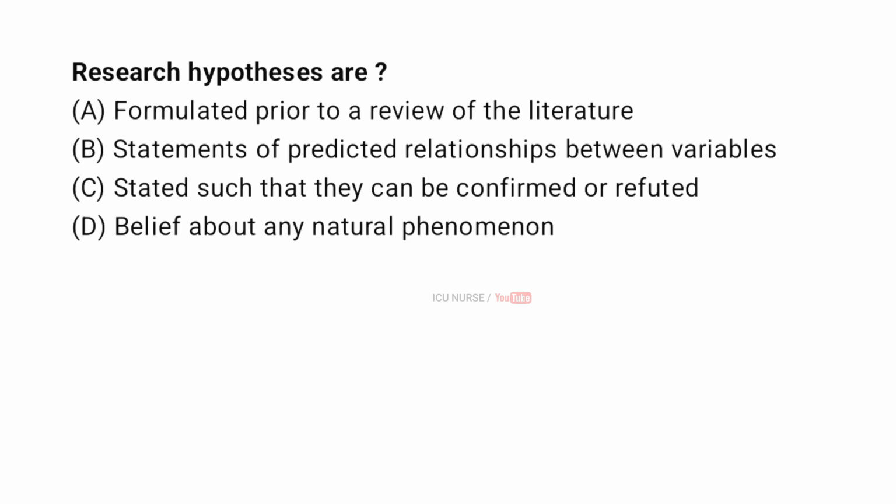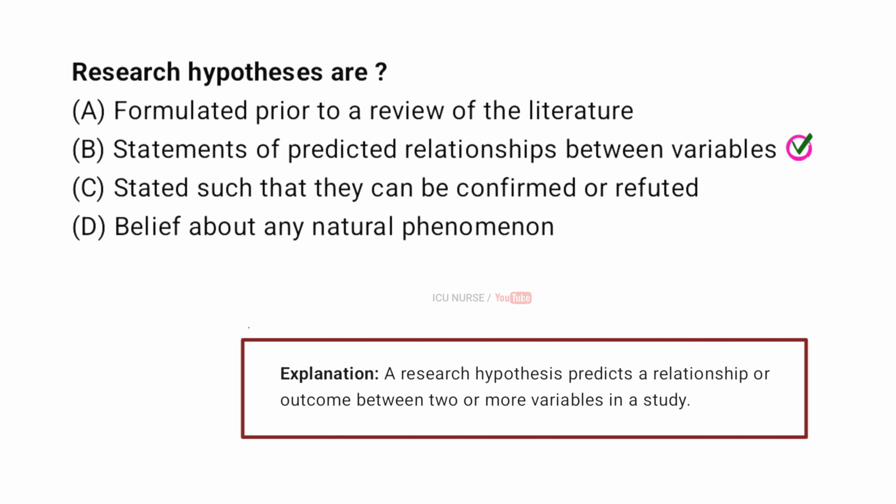Research hypotheses are A. Formulated prior to a review of the literature. B. Statements of predicted relationships between variables. C. Stated such that they can be confirmed or refuted. D. Belief about any natural phenomenon. And the correct answer is B. Statements of predicted relationships between variables. A research hypothesis predicts a relationship or outcome between two or more variables in a study.